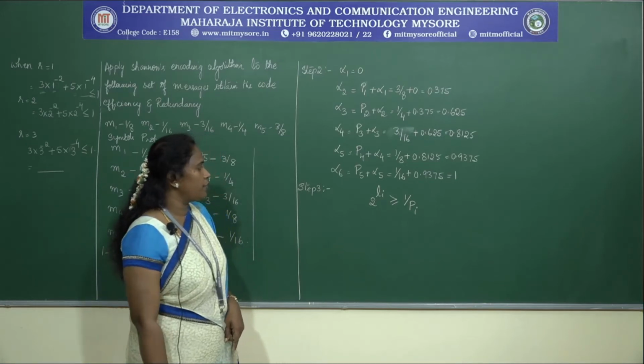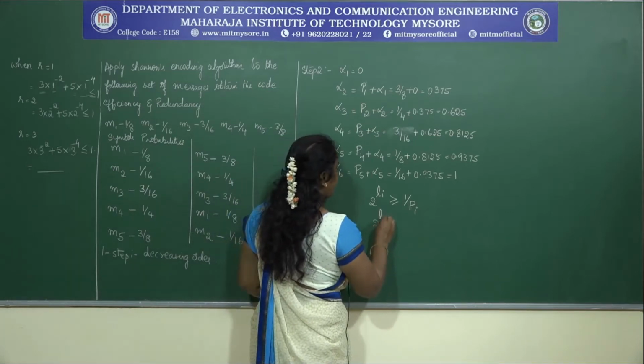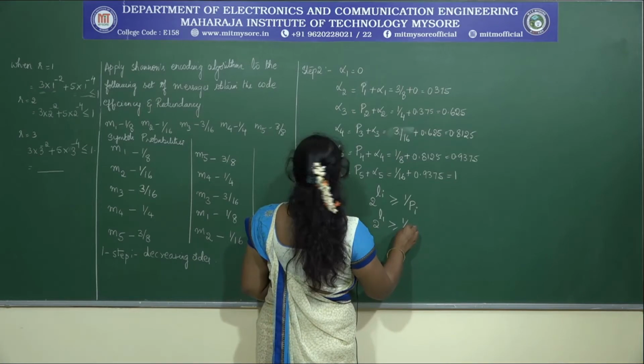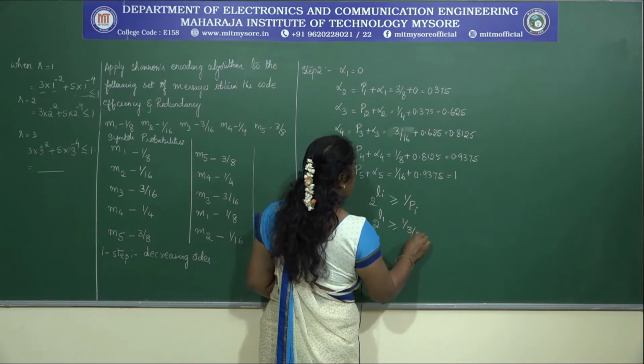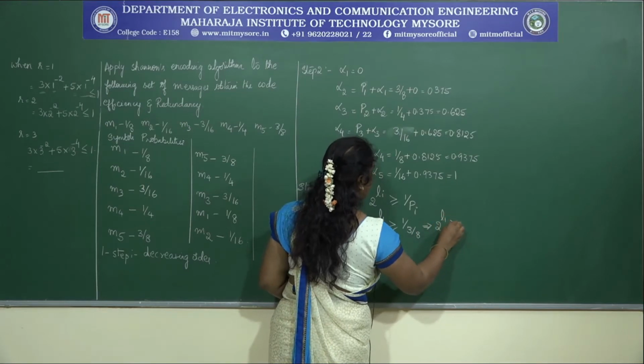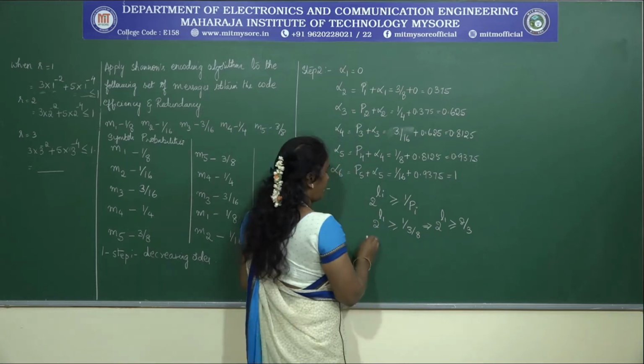So now you need to find L1. So 2 to the power of L1 greater than or equal to 1 by P1. What is P1 here? It is 3 by 8, which gives 2 power L1 greater than or equal to 8 by 3.